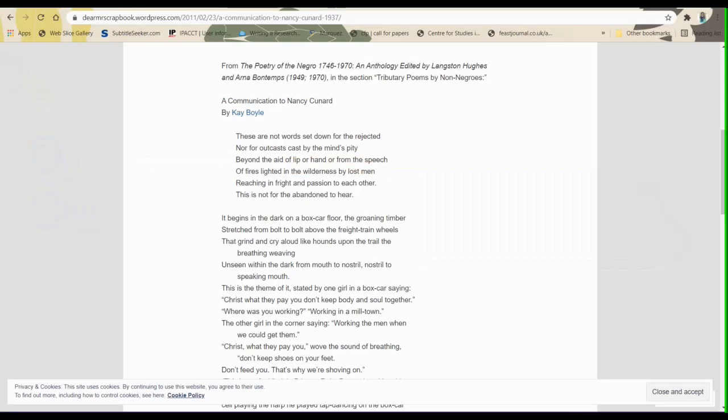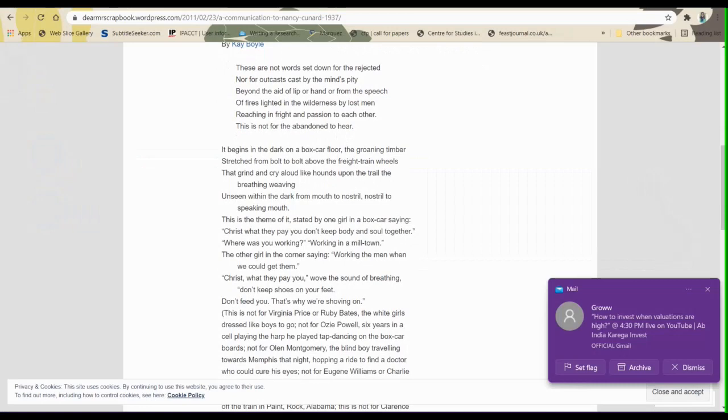So this poem was a very important development in the literary phase. This brought a very important literary phase in the American racial scene.